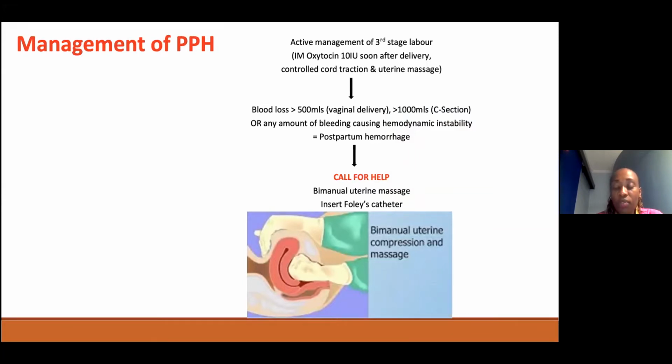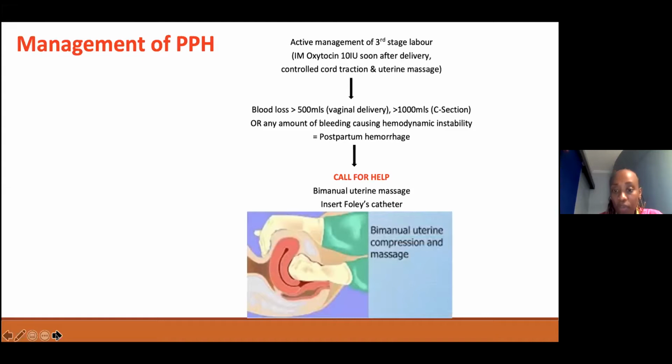As a way of quantifying and deciding whether you are in PPH or not, any blood loss through vaginal delivery of more than 500 ml is considered PPH, and for C-section, more than 1,000 ml. But remember, any amount that causes hemodynamic instability will be classified as PPH. You can get a woman coming in to deliver with an HB of 9 versus a woman with an HB of 14. Each loses 500 ml, but the one with an HB of 9 will exhibit symptoms of PPH other than the one who has a better HB, okay? So you then manage appropriately.